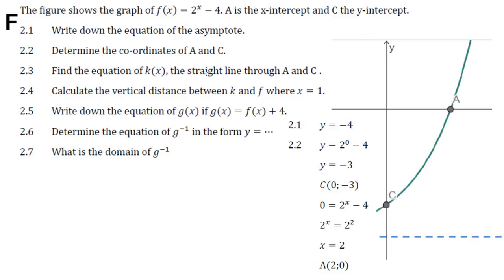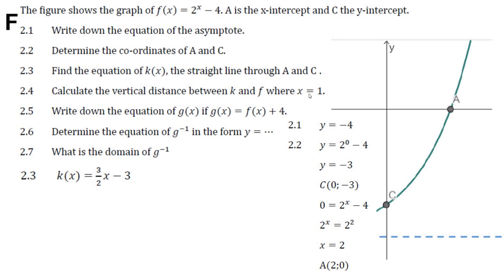Now find the equation of the line that goes through A and C. Well, we know this is going through 2, this is going through -3. That's a run of 2 and a rise of 3. So the gradient must just be 3 over 2. And what's the y-intercept? It's -3. So we can use the gradient-intercept method of just writing out the equation. We've got the gradient, there's the y-intercept.